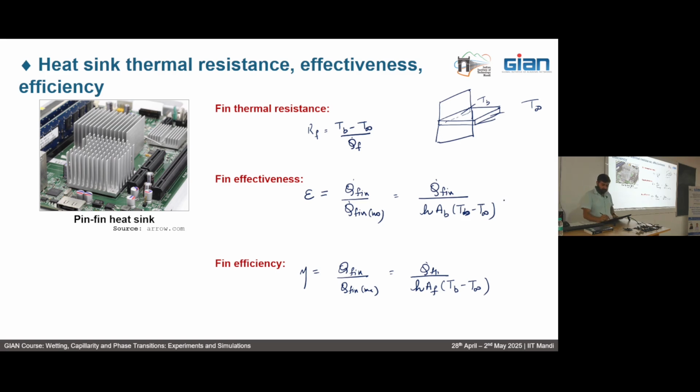So from these two relations, you can also find the relation between effectiveness and efficiency, and that would be epsilon is equal to, all the terms would cancel. The only term that would remain is your AF by AB, so AF by AB times eta, right?